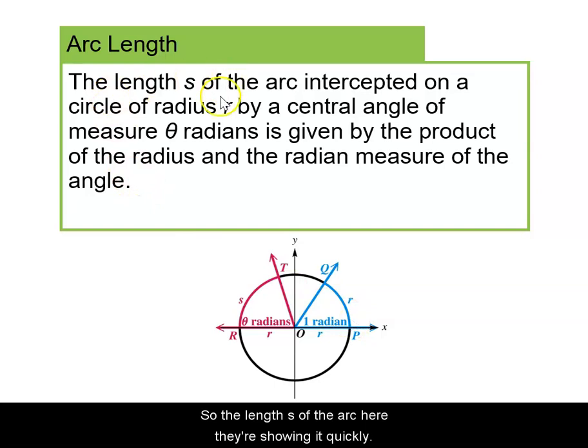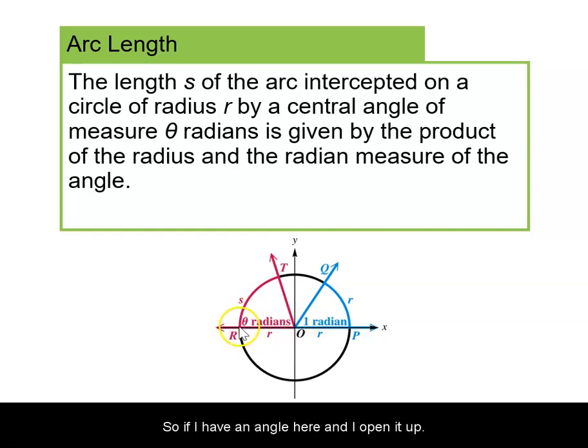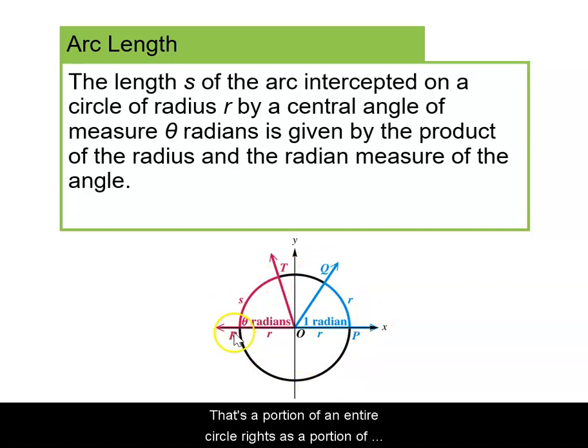So the length S of the arc, here they're showing equivalent sort of things, on a circle of radius R, right? So our circle here has a radius of R, made by a central angle of measure theta radians, and is given by the product of the radius and the radian measure of the angle. So it's given by the radius times the angle. So if I have an angle here and I open it up partially, then that is a portion of an entire circle.